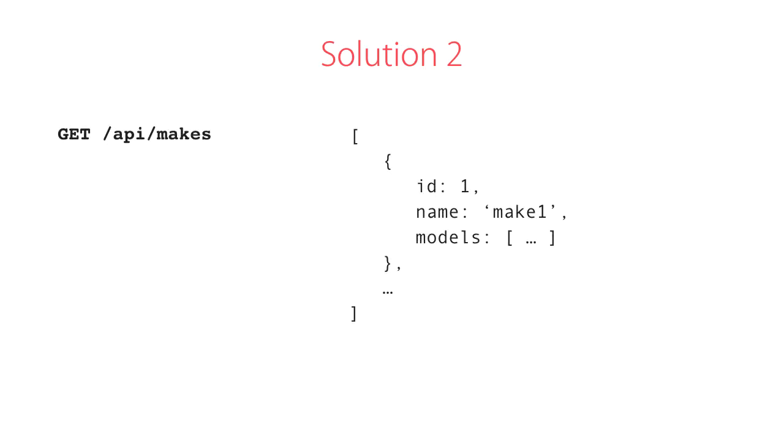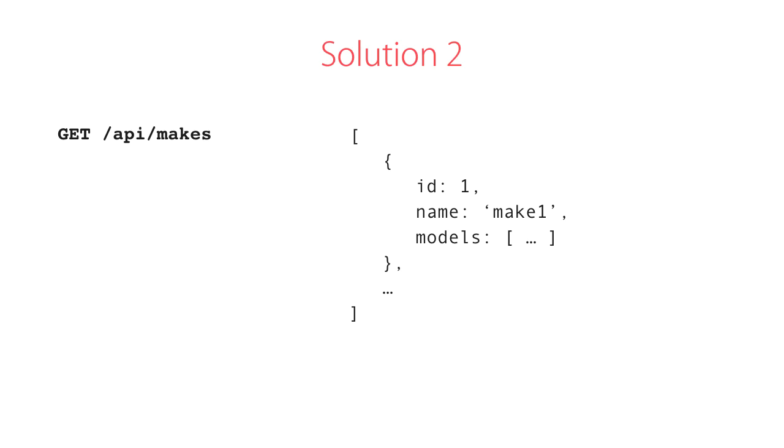There is also another solution. So instead of having two separate endpoints and making two separate calls, we can have one endpoint that returns all the makes and their models in one JSON object. So note that here our make objects have three properties, ID, name, and models, which is an array of model objects. Now, which solution is better?